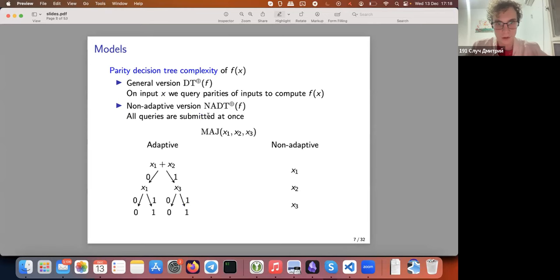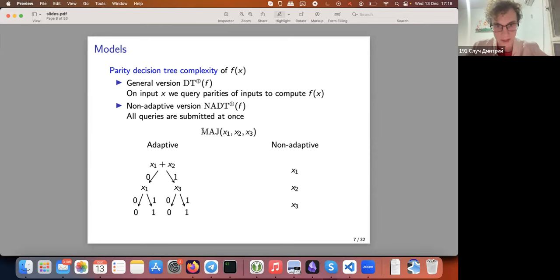And we also introduce a partition tree complexity model. In the general case, we can query parities of bits at a subset of positions, and we need to compute the function. In the non-adaptive case, all queries to subsets have to be submitted at once. In the adaptive case, the following query can depend on the previous one.